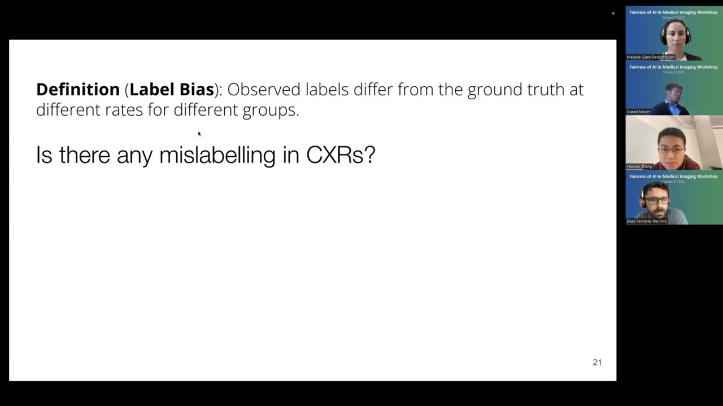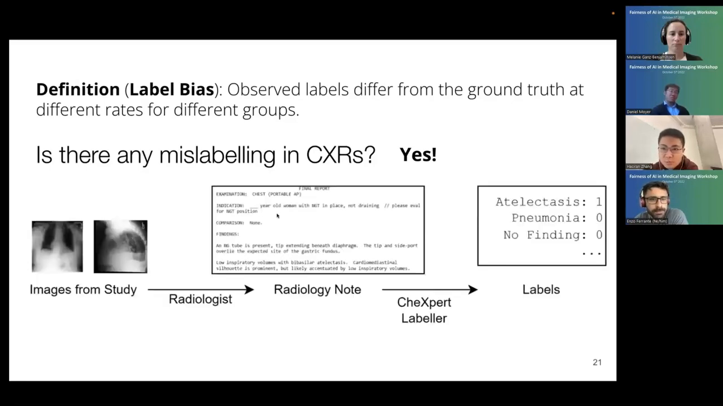In order to have label bias, we have to have mislabeling. If everything is perfectly labeled, then there's no label bias. So the question is, is there any mislabeling in X-rays? Yes, absolutely there is. So how do we actually get the labels that we use for the X-rays? Where do they come from?